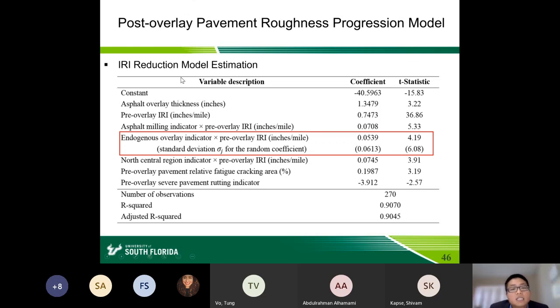And this is the IRI reduction model estimation results. As we can see here, the endogenous overlay design issue has a random effect on the IRI reduction. The overlay thickness has a positive effect on the IRI reduction. It means with the increase of the AC overlay thickness, the IRI reduction value will increase.